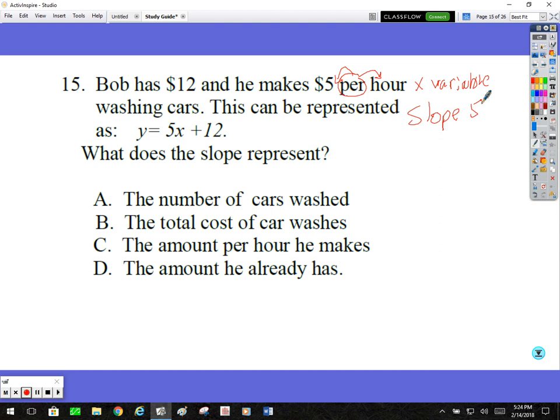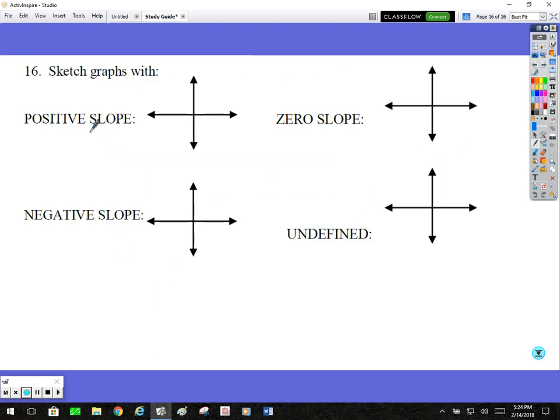Well, what that asks me is, what does the slope represent? Well, what the slope represents in this equation is 5. That means $5 per hour washing cars. So that's the amount per hour he makes washing cars. Okay, so there it is right there. The amount he already has is your initial value, so that's the plus 12. And the total is your output, which we get from the number of hours he actually works washing the cars. But all it wanted to know is, what does the slope represent? Okay. All right, 16, graphing these slopes.